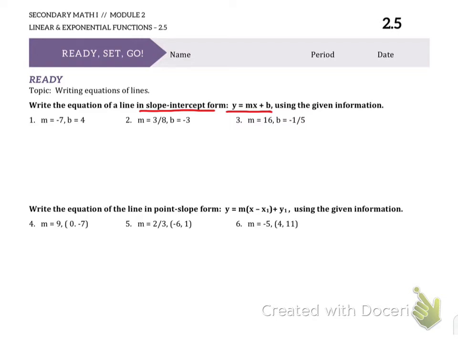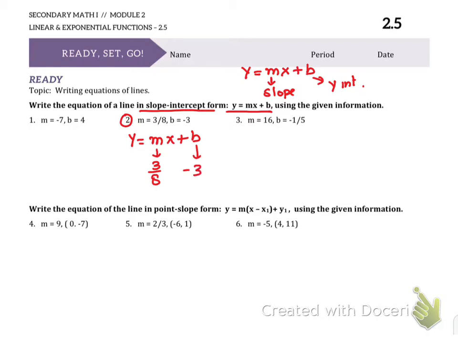So as I told you today in class, y equal to mx plus b, that's the slope intercept form where this m is slope and b is y-intercept. All right, so we have to simply plug it in. So we have been given the values here. If I'm talking about question number 2, y equal to mx plus b, I just replace this m by 3/8 and b by -3, and I just leave other things as it is. So 3/8x minus 3. That's the slope intercept form for question number 2.